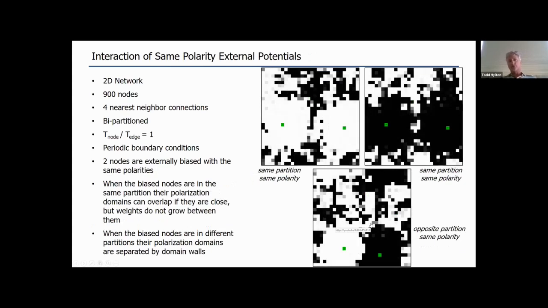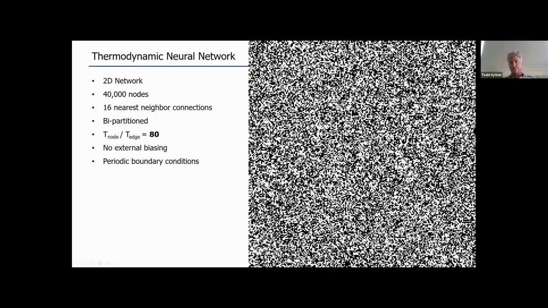And so here's what happens with two nodes that have the same polarity. They can jointly polarize if they're in the same partition, but they can't grow strong weights because there's no charge transport between them. And if they're in the same polarity but in opposite partitions, again, they'll make a kind of weak domain wall. All right. So hopefully that gives you a generic sense of what the network does. Now I'm going to show you several videos of network evolution.